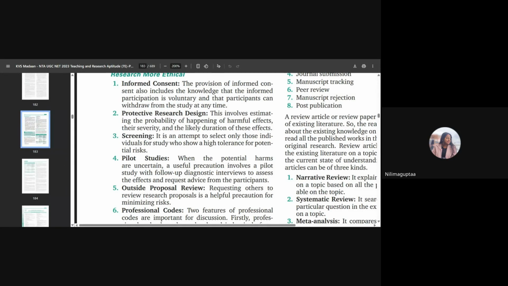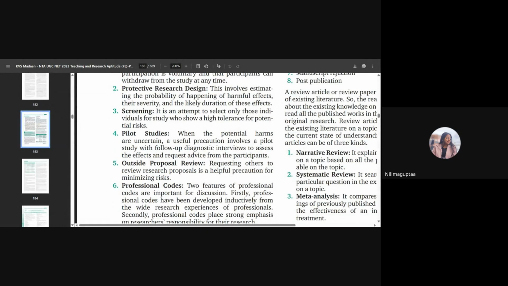The third is screening. It is an attempt to select only those individuals who show a high tolerance for potential risks. So in many researches that have been done, we will first check whether they are actually okay with it or able to be a part of it. For certain medical research activity, we need to check all of these things and then take a person as a participant for our research. So those should be done.